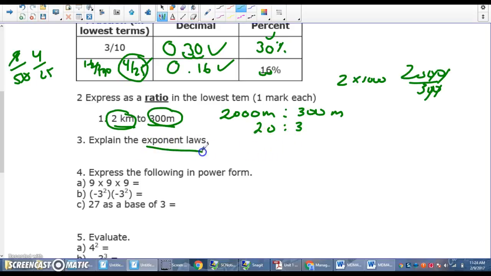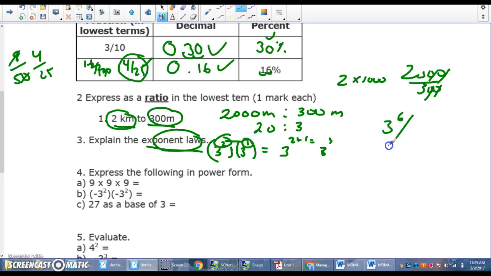Explain the exponent laws. So you don't really have to explain the exponent laws. Well, go over them, okay? So talk about how 3 squared times 3 to the power of 1. What you're going to do here is when you multiply, you add the exponents. 2 plus 1 is 3, that sort of thing. And then when you divide, if you had a division question, you would subtract the exponents. That's all I'd want for that.